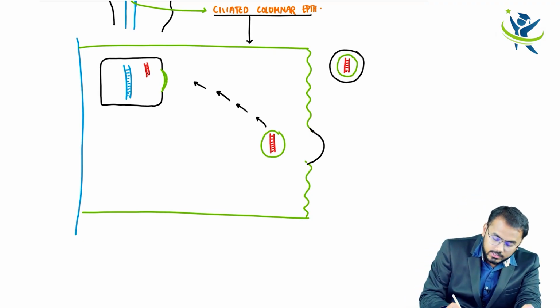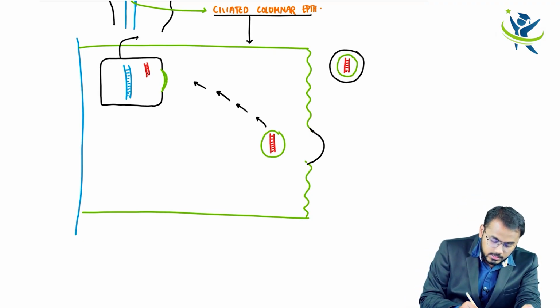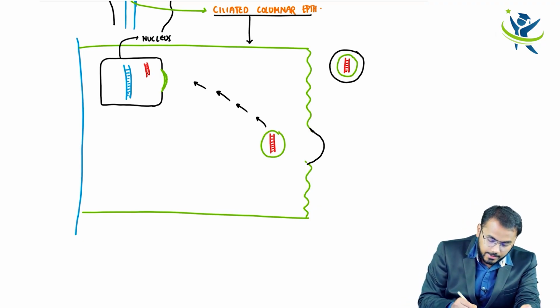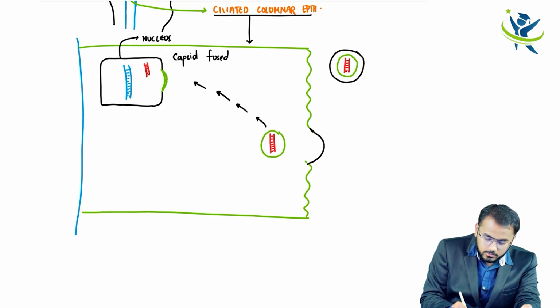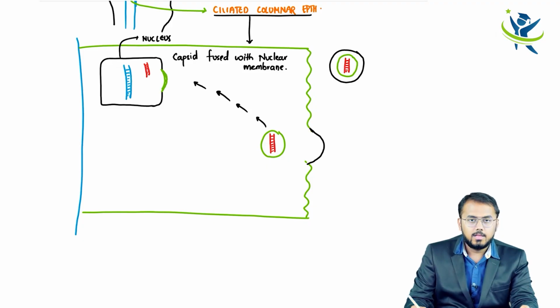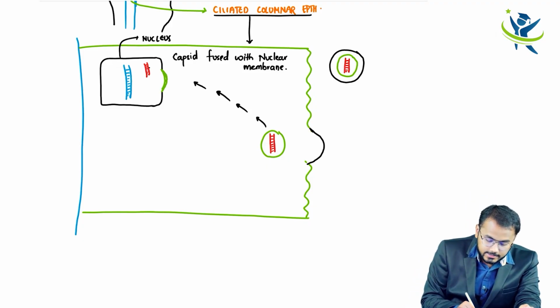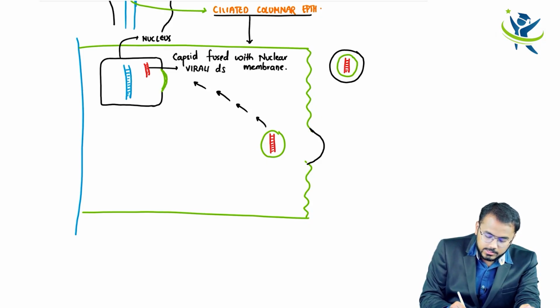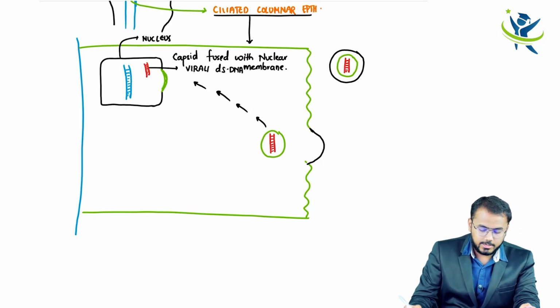Okay, so what is this, guys? No need to be confused. This is your nucleus. And what has happened is that the capsid fused with the nuclear membrane, and right now your viral DNA is inside. This one is your viral double-stranded DNA. Viral double-stranded DNA is inside.